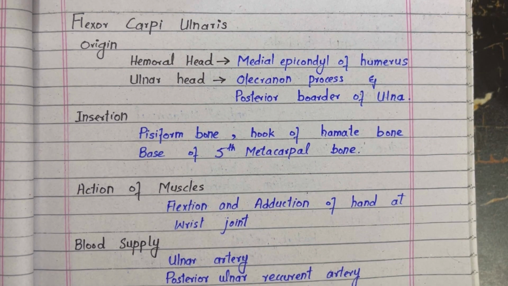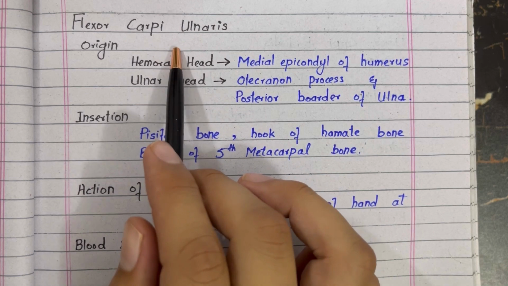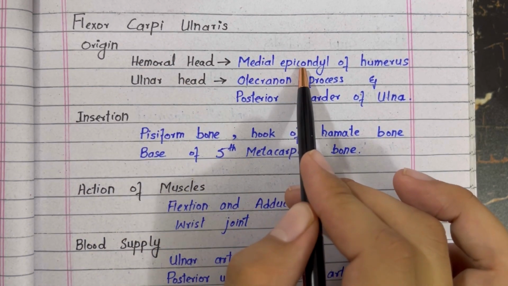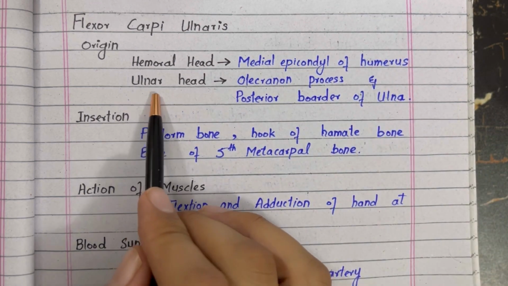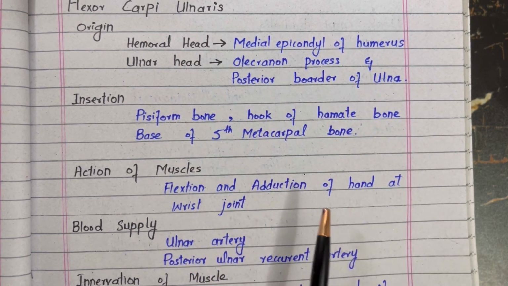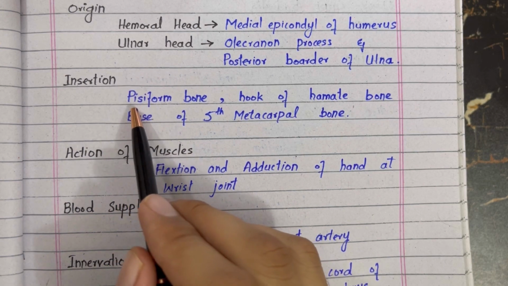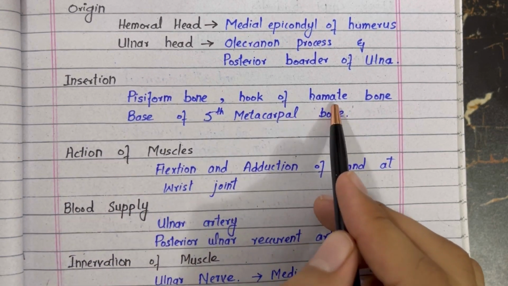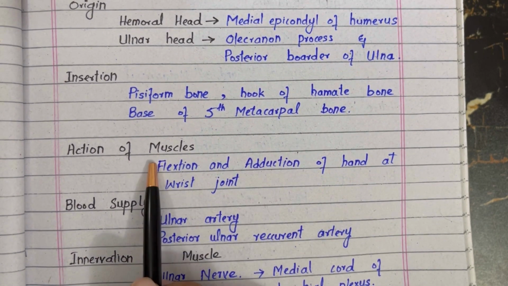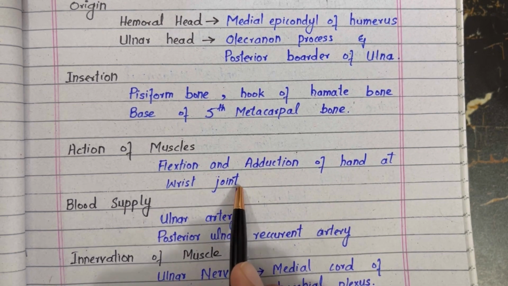Now students, as we have discussed the anatomy of the flexor carpi ulnaris muscle, here we will overview this muscle. As we have discussed, it has two heads: the humeral head, which originates from the medial epicondyle of the humerus bone; the ulnar head, which originates from the olecranon process and the posterior border of the ulna bone. This muscle runs inferiorly and inserts on the pisiform bone, the hook of the hamate bone, and the base of the fifth metacarpal bone. The action of the flexor carpi ulnaris muscle is the flexion and adduction of the hand at the wrist joint.